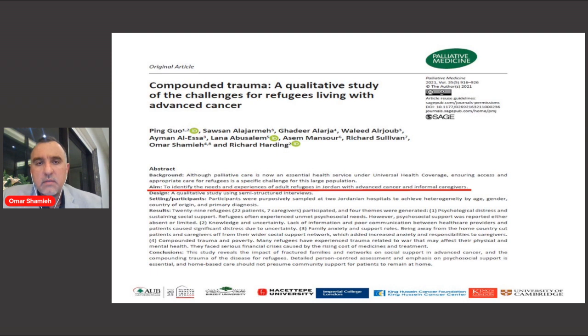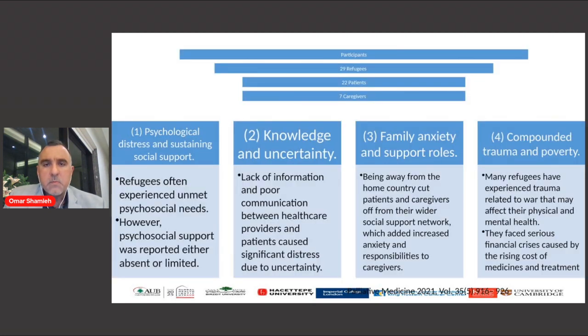Along with colleagues from King's College London and with the support of R4HC, we have done a qualitative study to look into the needs of refugees in Jordan, especially with advanced cancer. We interviewed around 29 refugees, some of them patients, some of them caregivers, and the major themes were great burden in psychological distress and sustaining social support. This is because of the lack of support or difficulty accessing support for them. The second problem is knowledge and uncertainty.